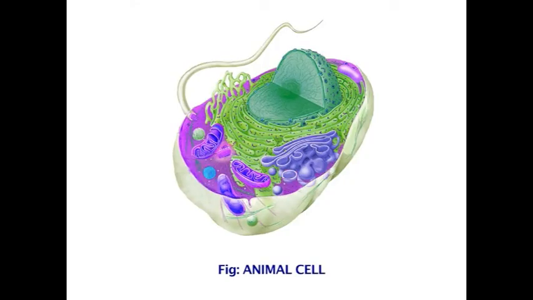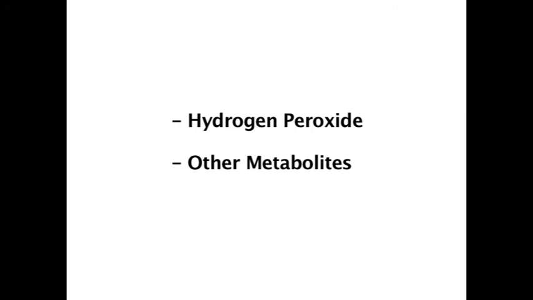Peroxisomes are roughly spherical microbodies bound by a single membrane, found in the cytoplasm, and they function to break down toxic substances like hydrogen peroxide or other metabolites. They are a major site of oxygen utilization and are numerous in the liver of animals, where toxic byproducts accumulate.